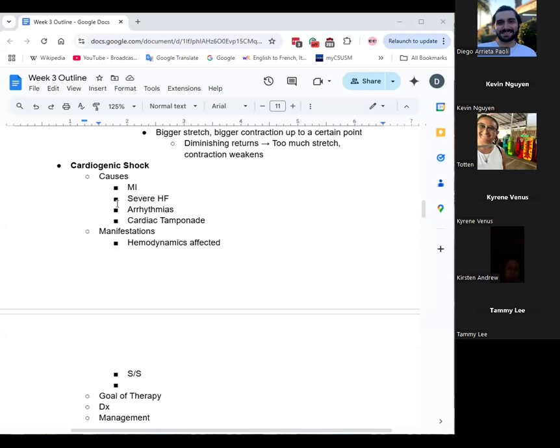Certain arrhythmias, if your heart's beating in a particularly strange manner, then it's not giving out effective pumps, in which case it's not getting the circulation out. And then lastly, cardiac tamponade. So that's another cause of cardiogenic shock. But cardiogenic shock is definitely a life-threatening complication that you have to think about with other conditions that we'll talk about in a little bit.